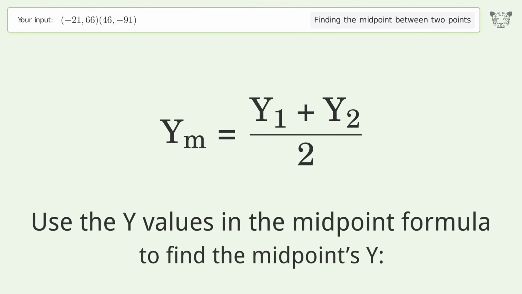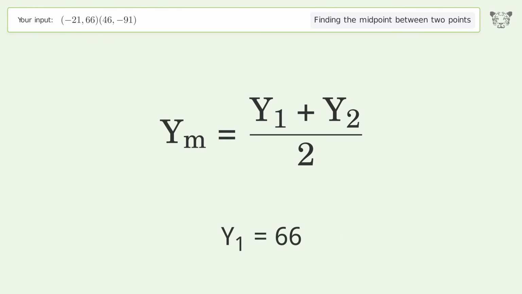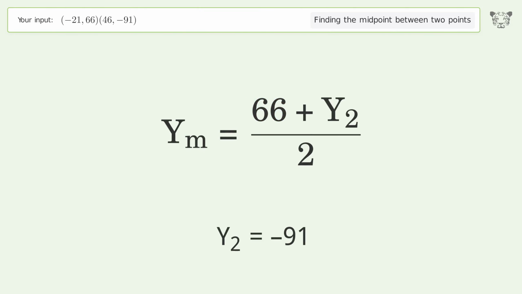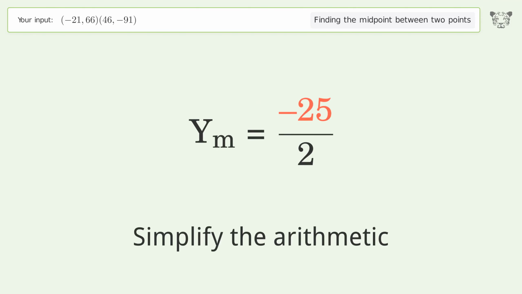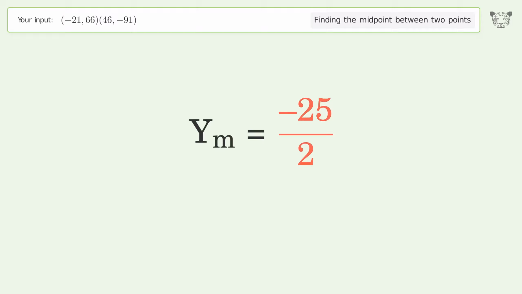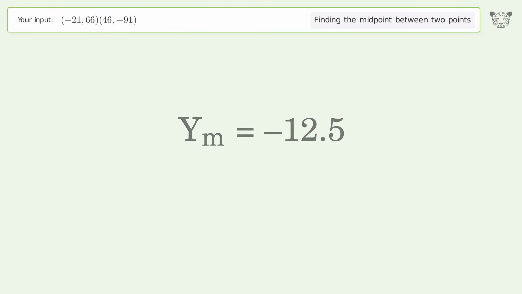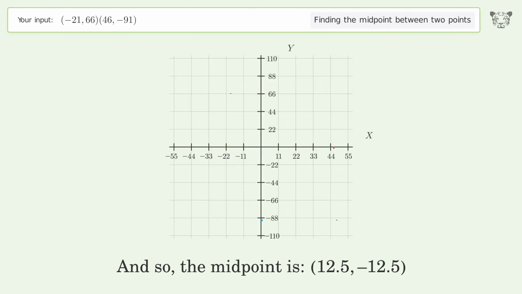Use the y values in the midpoint formula to find the midpoint's y. y1 equals 66. y2 equals negative 91. Simplify the arithmetic. And so, the midpoint is 12.5, negative 12.5.